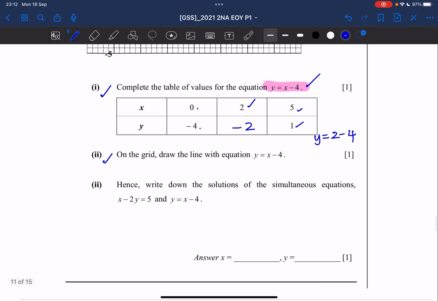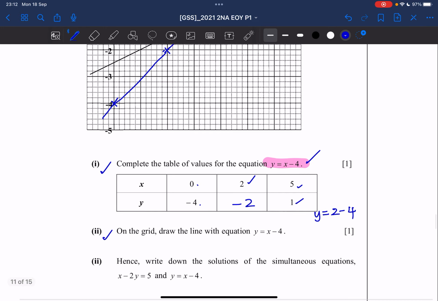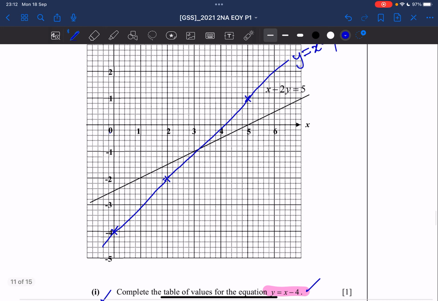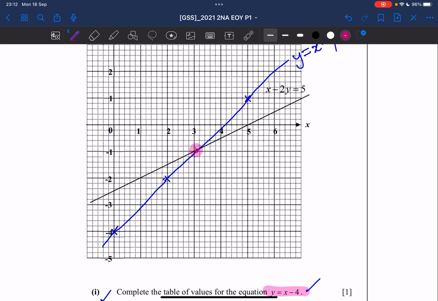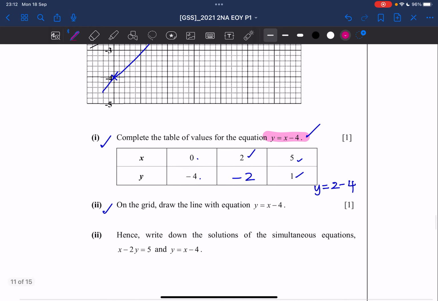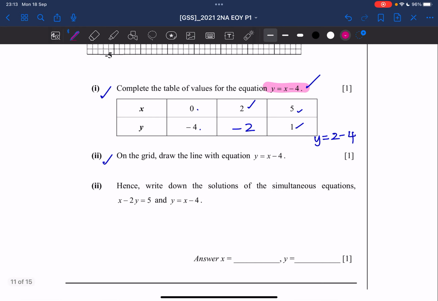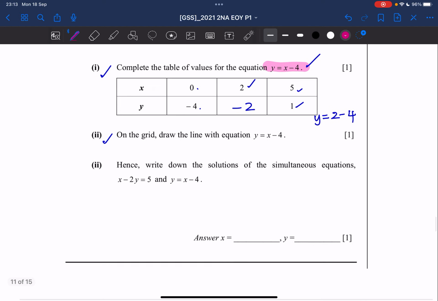Part 3, write down the solutions of the simultaneous equation between the two lines. By right, they should meet at about this point here. This point here is actually 3 and negative 1. It's because I can't draw the line properly using my screen. When you draw using a ruler on your own worksheet, I think it will be much smoother. So for this answer, they want x and y.